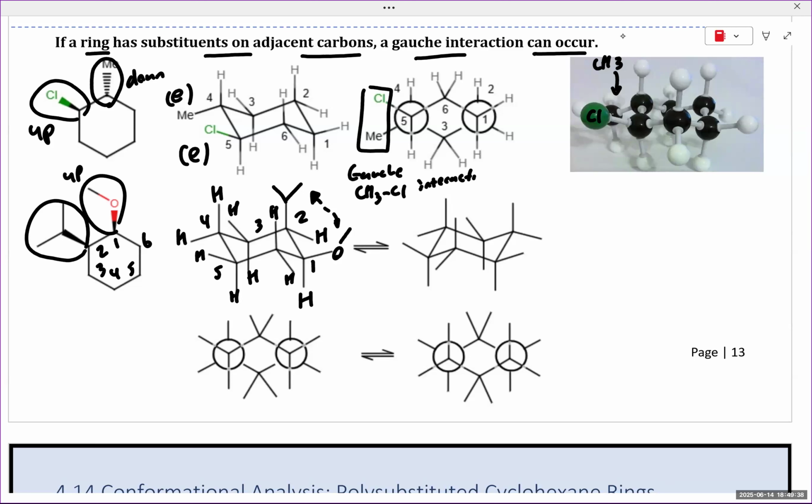To drive this point home, looking at the numbering convention shown here, at carbon 1, we have our ether group, carbon 2, we have the isopropyl group, and the ether group and the isopropyl group are bumping into each other. They are gauche to one another.